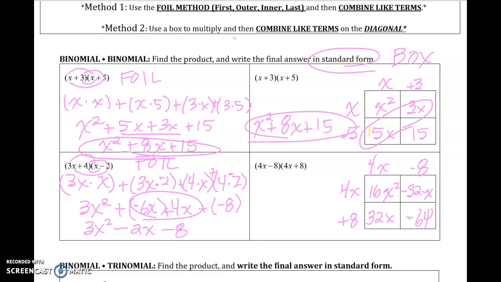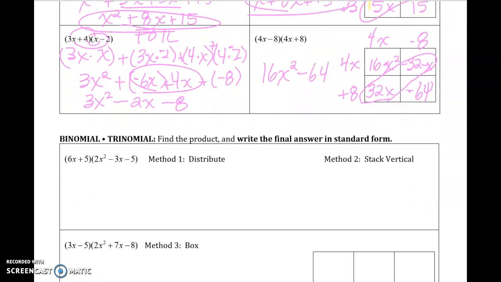is negative 64. So what you'll notice on this one, when you combine those like terms in the middle, you have a positive 32x and a negative 32x, which cancel each other out. So my final answer on this one is 16x squared minus 64. All right, we're going to keep going.